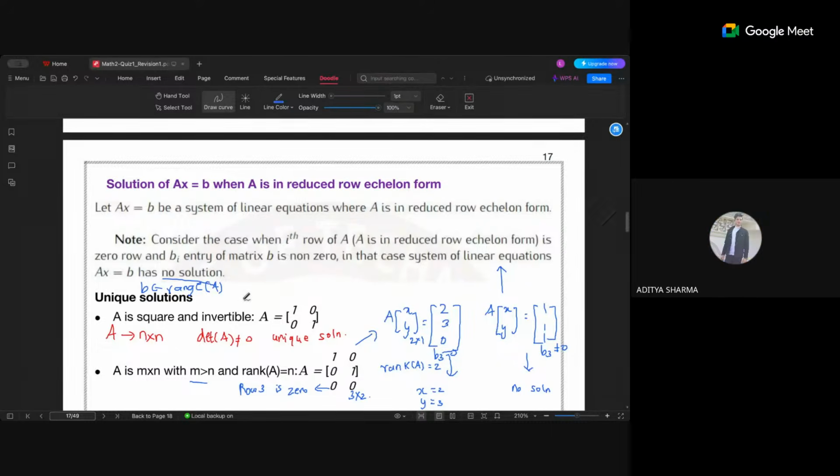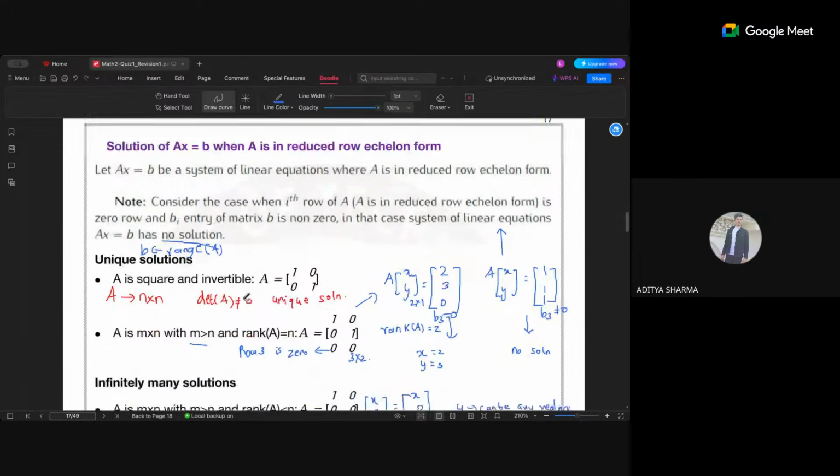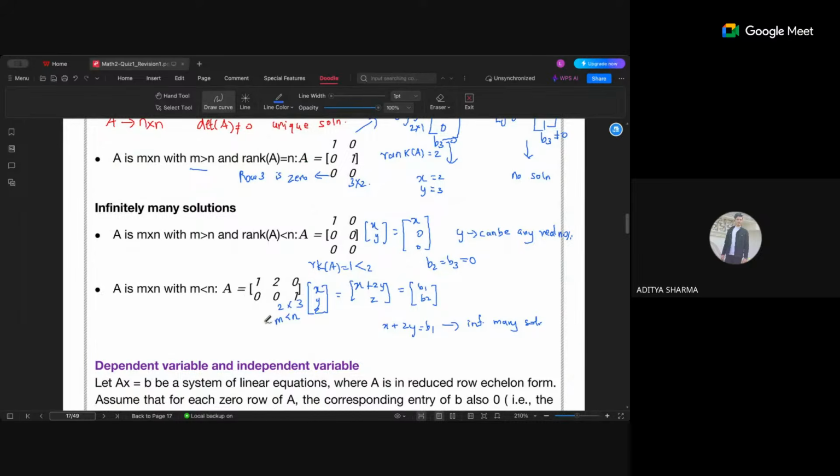Ma'am, what should be the rank in the second case, the infinitely many solutions? Rank is 2. Yes. But here, for m less than n, rank does not matter.